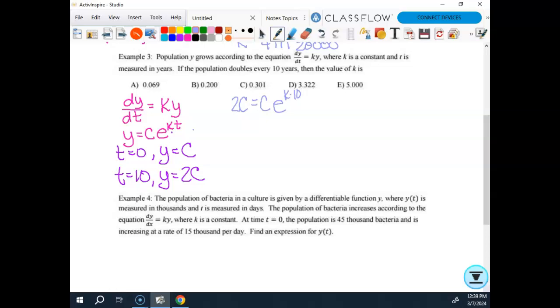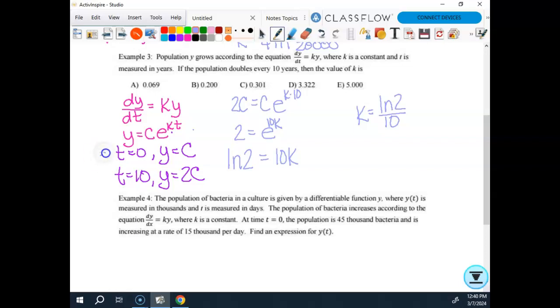Okay. So now, can I divide both sides by c? Yes. I can divide both sides by c, and when I do that, I'm going to get 2 equals e to the k times 10 power, or 10k. How do I get that k out of the exponent? Take the natural log of both sides, so that means the natural log of 2 is equal to 10k. So then k equals natural log of 2 divided by 10. We didn't even have to find out exactly what c was. Okay?